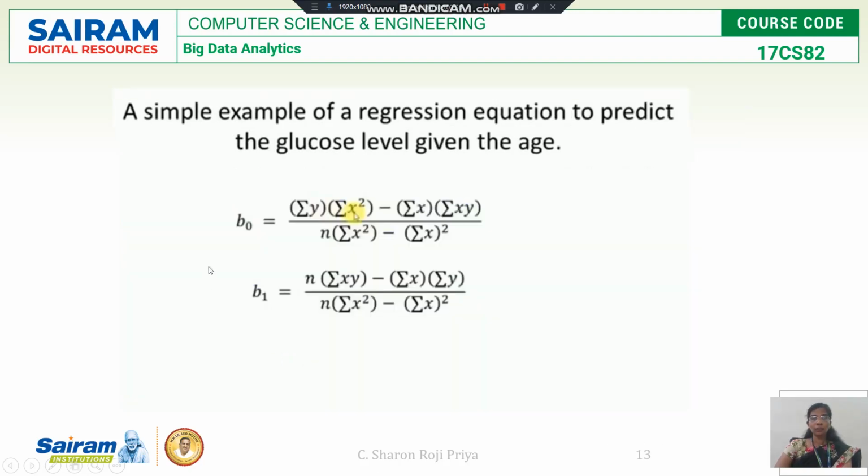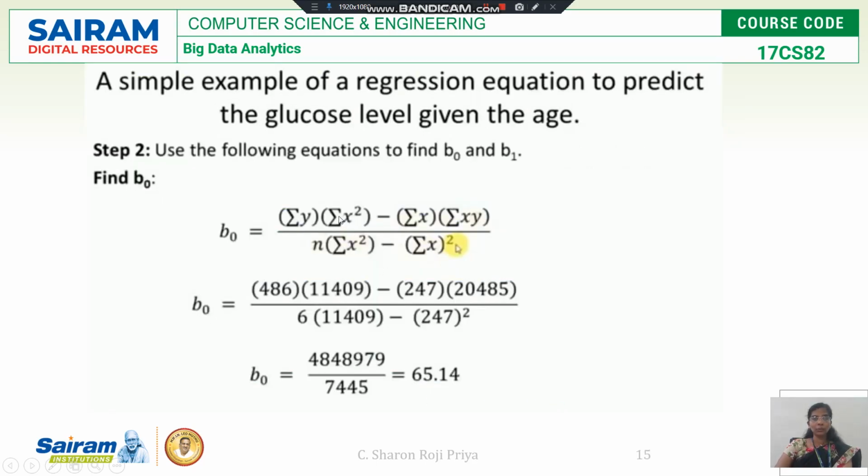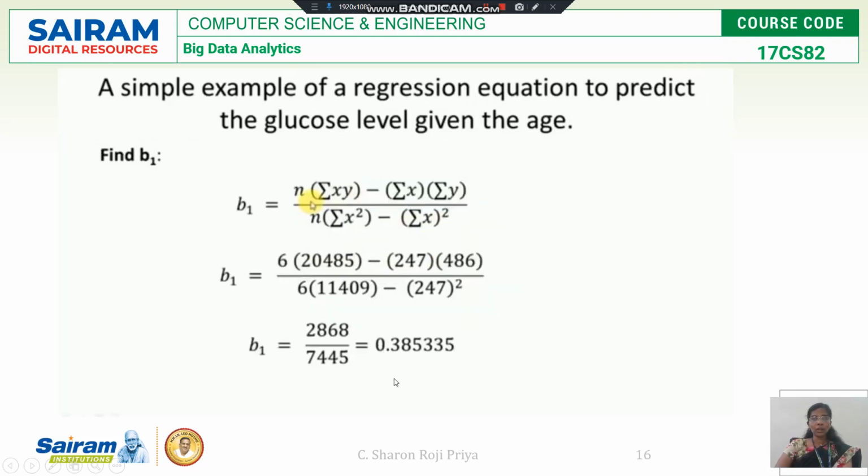So next you check the formula. Everywhere I need this summation. So you find the sum of all these x, y, x square, everything. And then substitute those values in the corresponding formula. You will get the value of b naught. Similarly, you will get the value of b1.